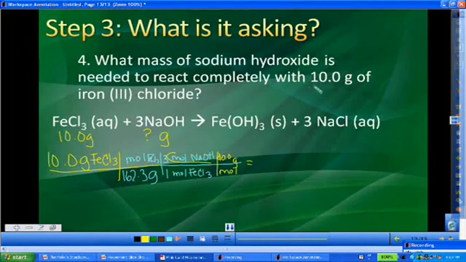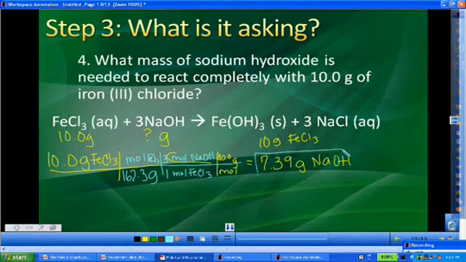Now, remember, we must also pay close attention to significant figures. Here we have 3 significant figures, and we will want our answer to have 3 significant figures as well. So you will have 7.39 grams of sodium hydroxide. So for this reaction to react completely with the 10 grams of iron 3 chloride, we have to have our answer of 7.39 grams of sodium hydroxide.